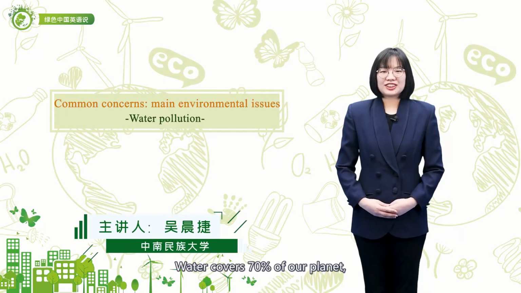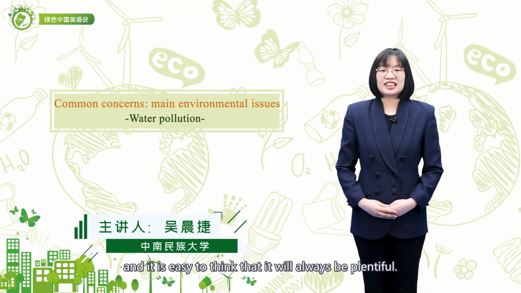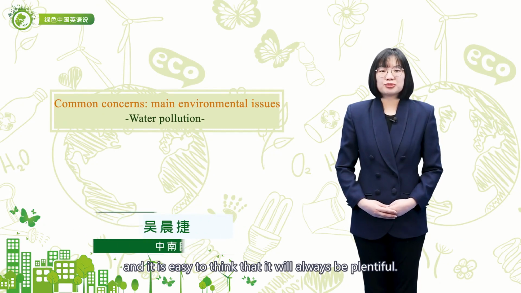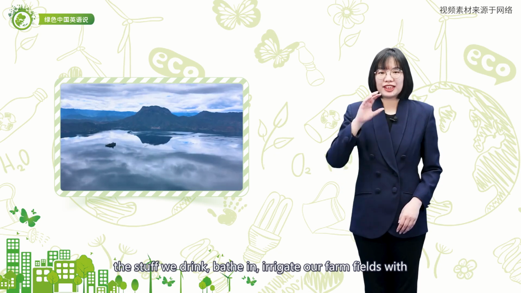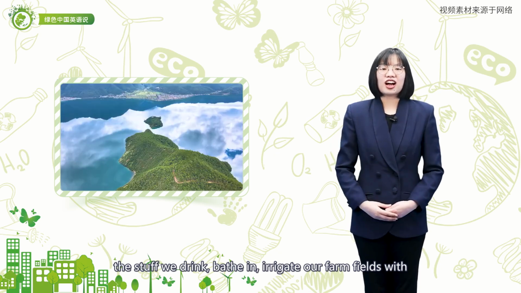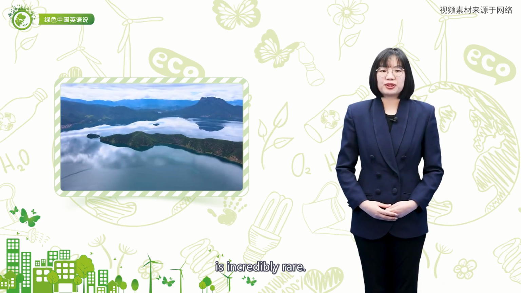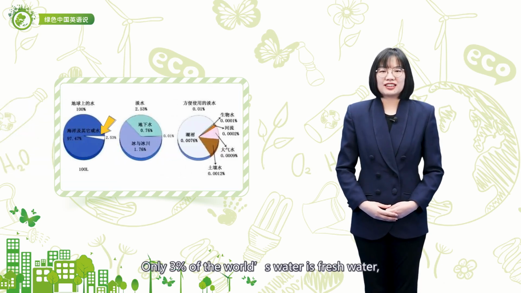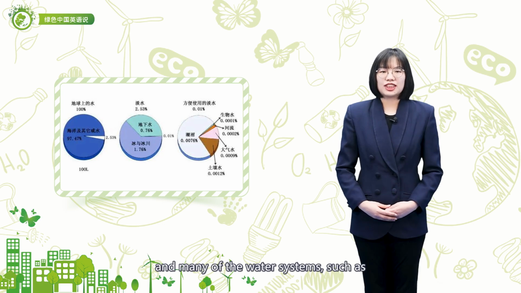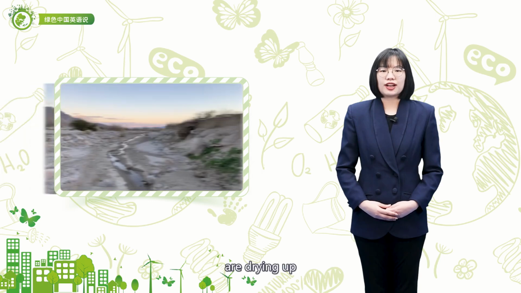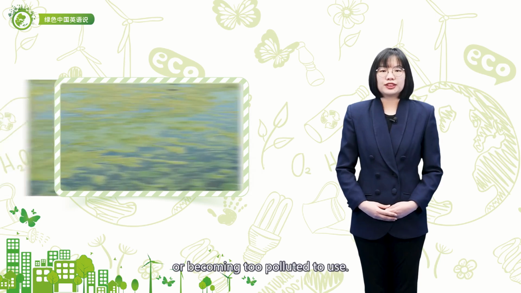Water covers 70% of our planet, and it is easy to think that it will always be plentiful. However, fresh water, the stuff we drink, bathe in, and irrigate our farm fields with, is incredibly rare. Only 3% of the world's water is fresh water, and many of the water systems, such as rivers, lakes, and aquifers, that keep ecosystems thriving and keep a growing human population, are drying up or becoming too polluted to use.